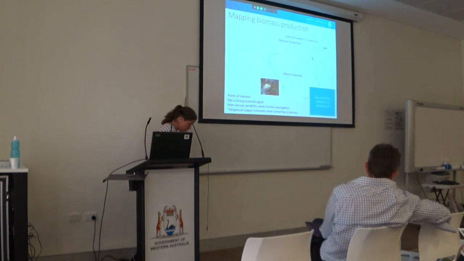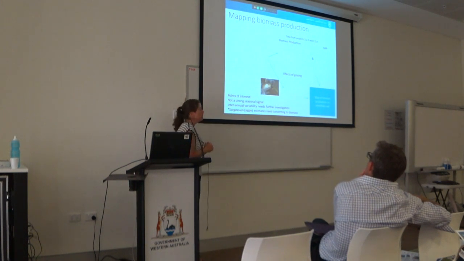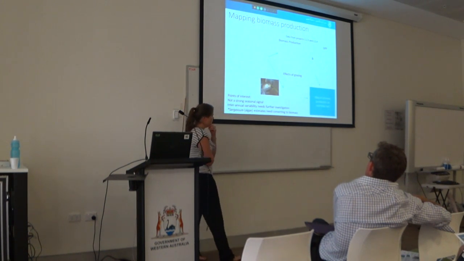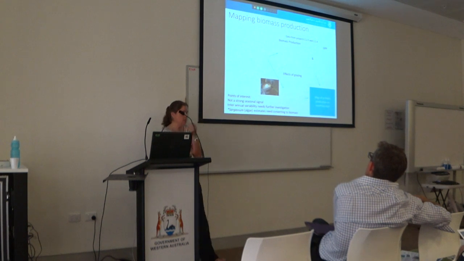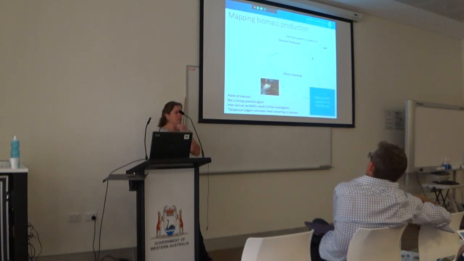So some points of interest, which was a little unexpected actually, and takes a little bit of fun out of it for me, because there actually wasn't a strong seasonal signal for biomass production for the seagrasses up there. However, there was quite a lot of interannual variability that I think needs further investigation, because we captured really only a year and a half's worth of growth rates. So I think we need to go back and look at how things are changing through the years, not just within the year.